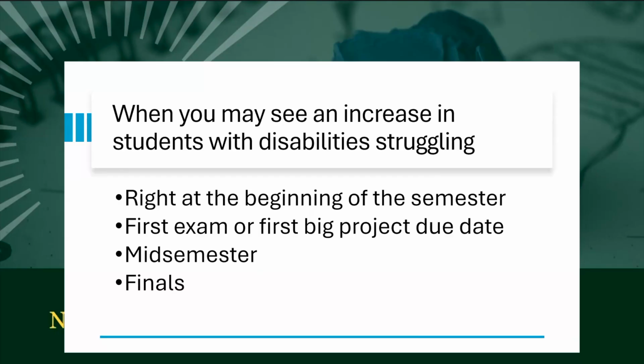When you may see an increase of students with disability struggling. So when some of these things may pose a little bit more of that dysregulation, right at the beginning of the semester, thinking about those changes in modality, establishing some of your classroom norms. If a student hasn't had you in class before, or if they had you in class but it was a different structure of class, that can be a time where there's a challenge. First exams or big project due dates, those are times when stress is increased, maybe not fully understanding expectations is increased. A lot of asking and re-asking occurs during that time. And then mid-semester, especially if there's midterm exams, or finals time. These are times where in the Center for Accessibility, we're seeing that increase of students coming in too.